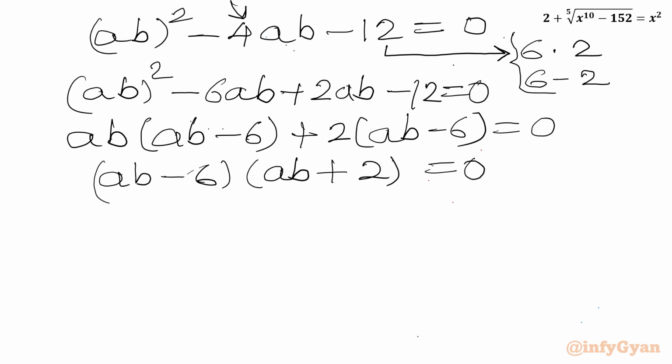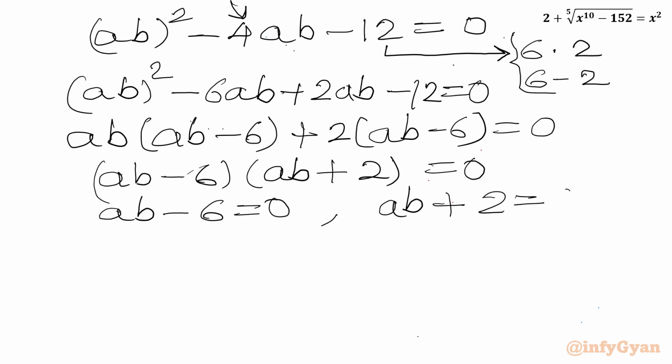Now we can apply the product 0 rule. We can write either AB minus 6 equal to 0 or AB plus 2 equal to 0. So we will get two values of AB: AB equal to negative 2 and AB equal to 6.